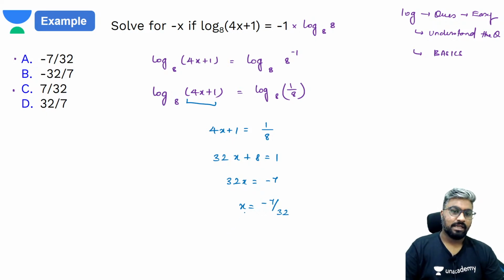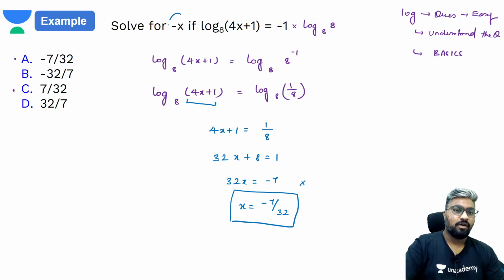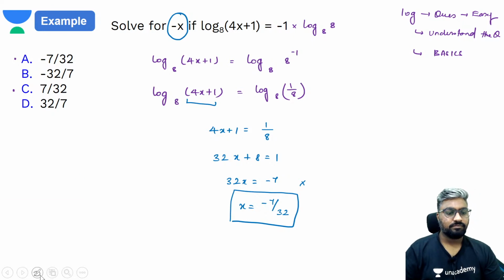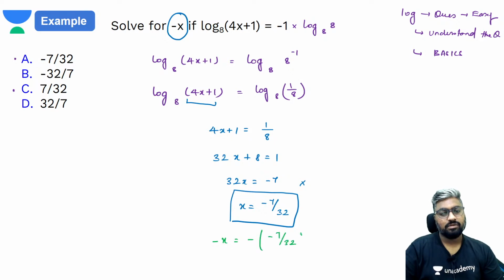Yes. बट हमें x का वैल्यू नहीं चाहिए. वी डोंट वांट x का वैल्यू, वी वांट सॉल्व फॉर माइनस x. सो माइनस x इज इक्वल टू माइनस ऑफ माइनस 7 by 32, which is positive 7 by 32.